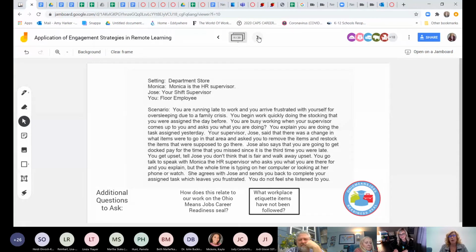things that help engagement. So using Jamboard, we can create a scenario like I've done here. I created a department store scenario. Monica is the HR supervisor. Jose, you're going to pretend like you are in this scenario, so it would be your shift supervisor. And of course you, in this scenario, you are a floor employee. So I'm going to go ahead. If I were with students, I might have them read this out loud.